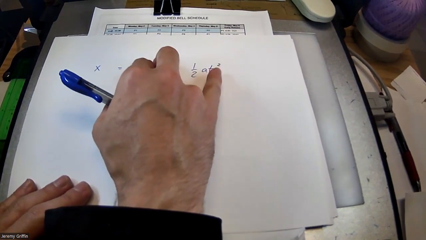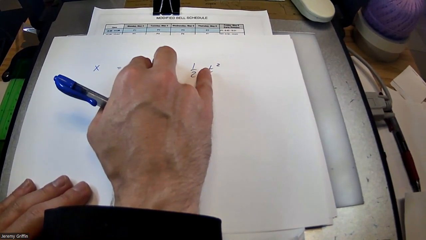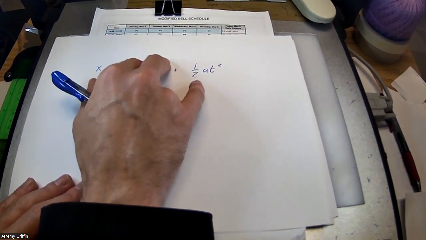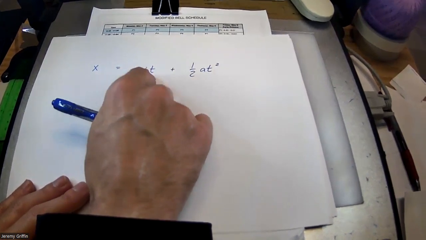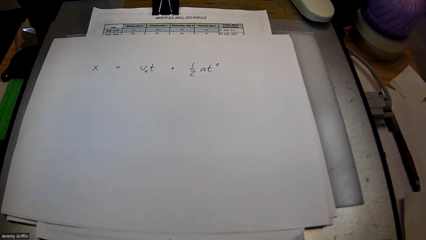Isn't this the college equation? If it fell for 5 seconds on Earth, you say it fell about 125 meters, right? Remember that? And if you throw it first, then you have to include this term.